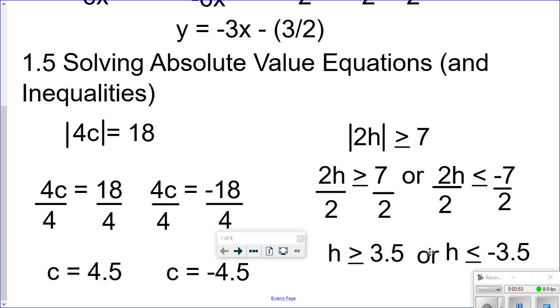And again, we can check. 2 times 3.5 is 7. The absolute value of 7 is 7. 2 times -3.5 is -7. Absolute value of -7 is positive 7. And 7 is greater than or equal to 7.